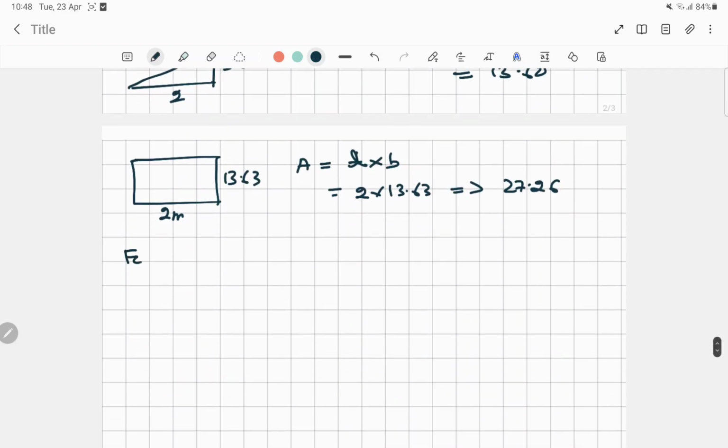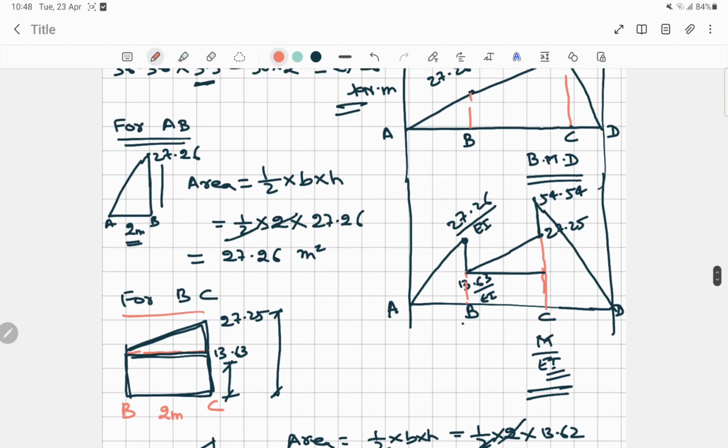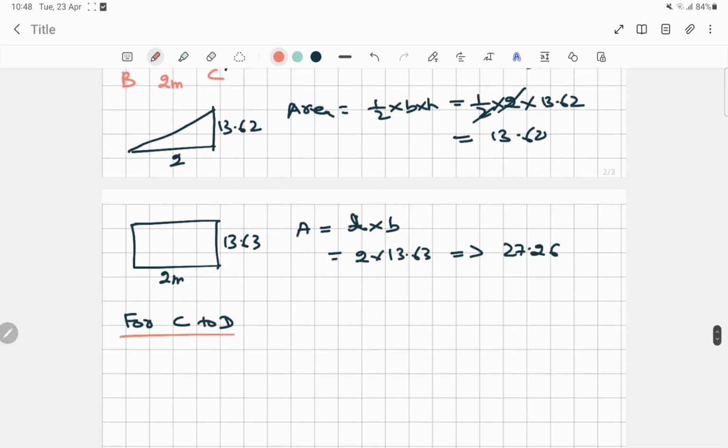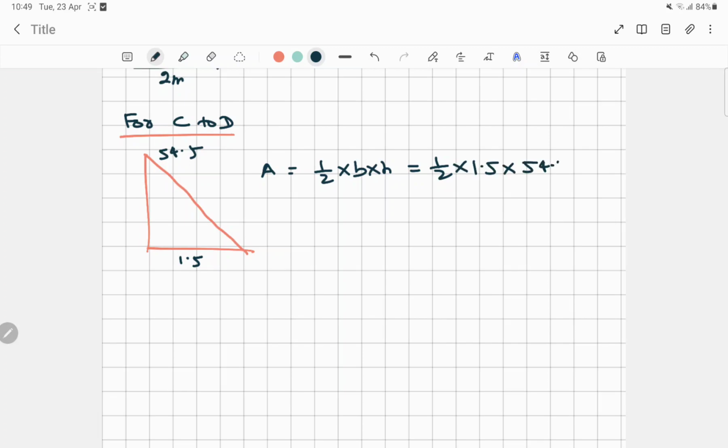Okay, now we'll solve for C to D. So now this is the whole diagram, and let's draw the area here. The height is 54.5 and the distance is 1.5, and the area formula will be half into b into height, which is half into 0.5 into 54.5. So we'll get the value of around 40.87 meter square.